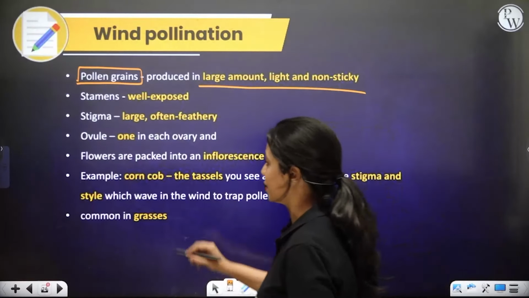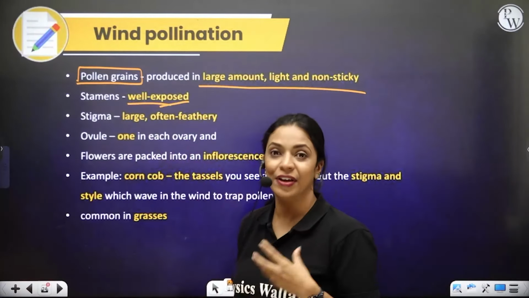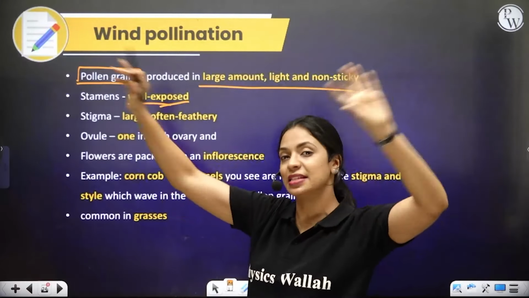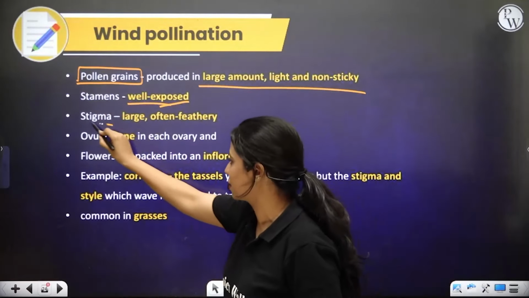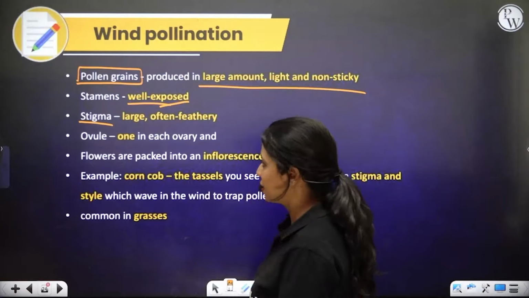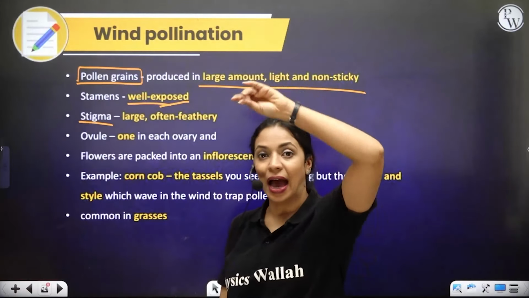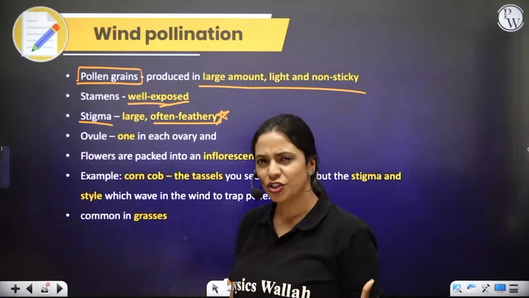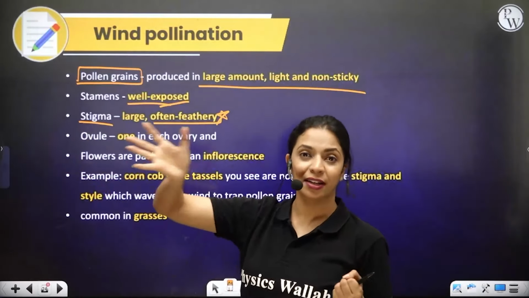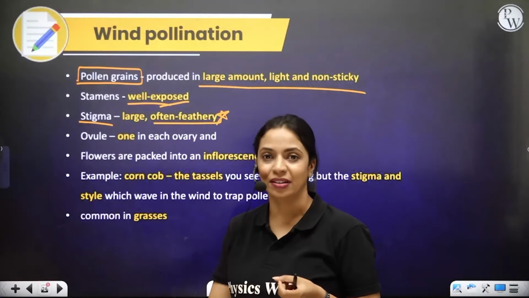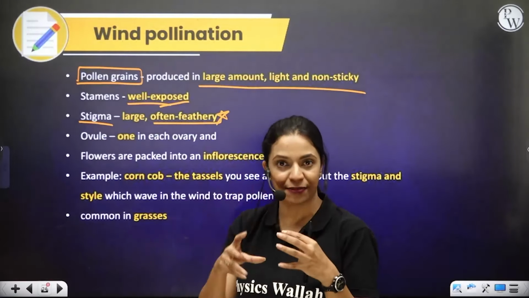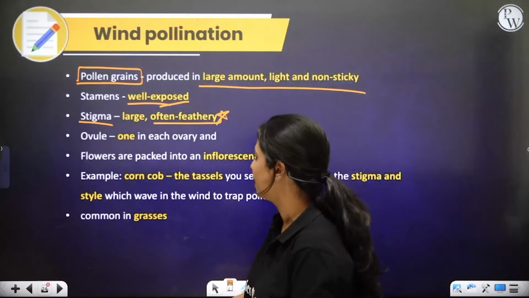How about the stamens? The stamens are very well exposed. Because the stamens will be very exposed, it becomes easy for the pollen grains to be dispersed. How are the stigmas? Stigma is very large and it is feathery in nature. This you have to remember. Why should it be feathery? Because pollen grain is being transported by wind. In order to trap those airborne pollen grains, if it is feathery, it can trap them very easily.